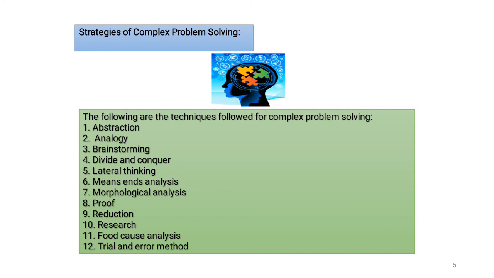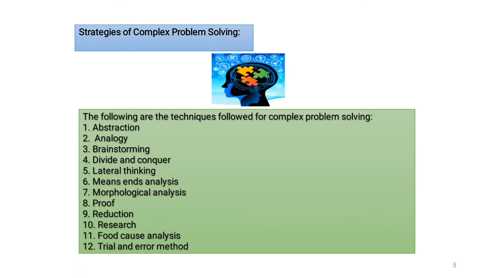Next, it says means ends analysis. That is where you choose an action at each step to move closer to the solution. Then we have morphological analysis. In morphological analysis, we assess the output and interactions of an entire system. Then we have proof. In this technique, we try to prove that a problem cannot be solved. The point where the proof fails will be the starting point for solving it. That is the strategy. Next is reduction. So, reduction is transforming the problem into another problem for which solutions exist.